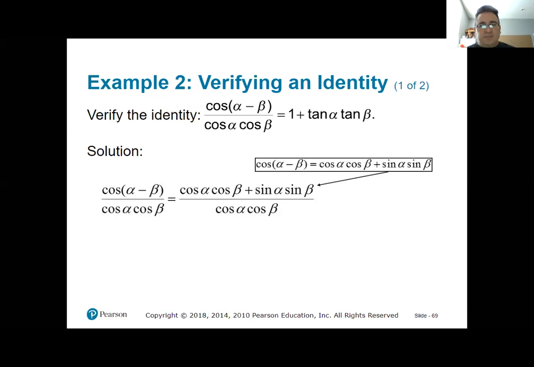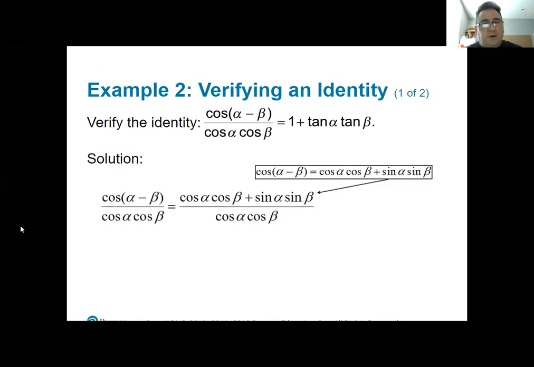Now what can I do? I can take these and do what? I can split them apart, right? Yeah. I can split them apart. So I'm going to split them apart.